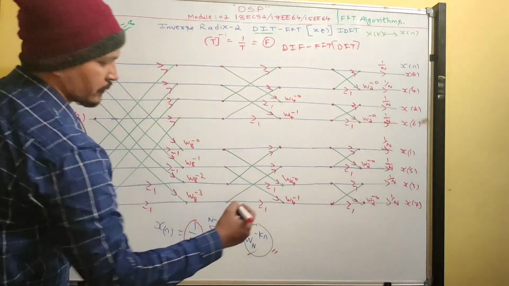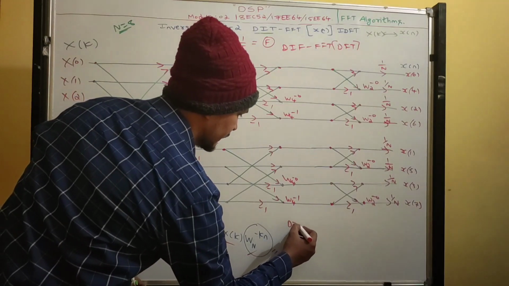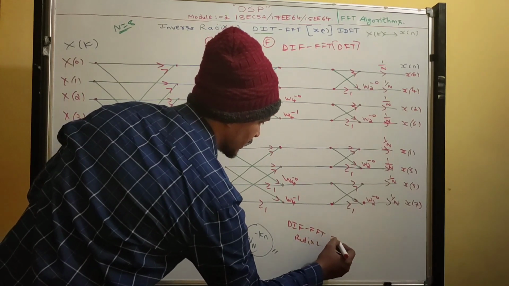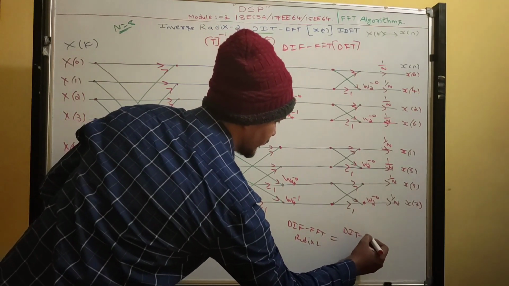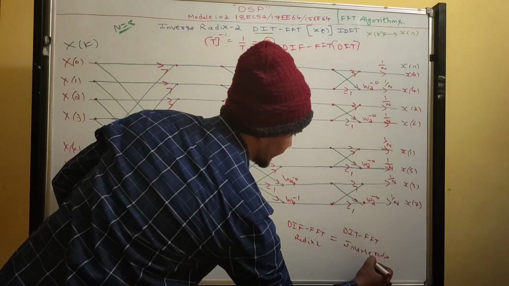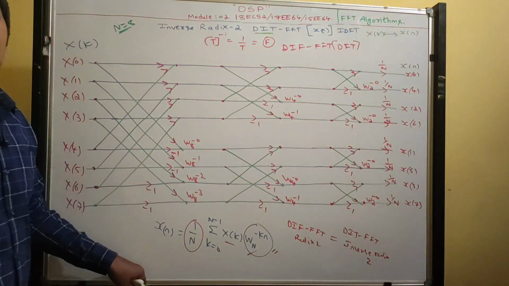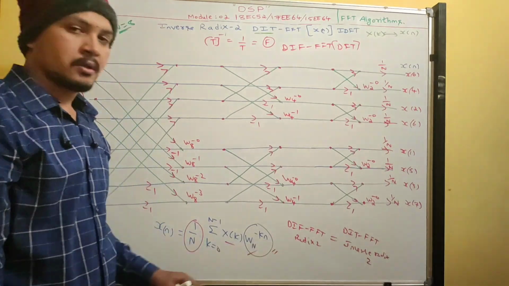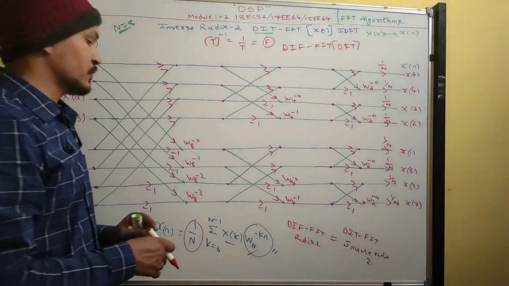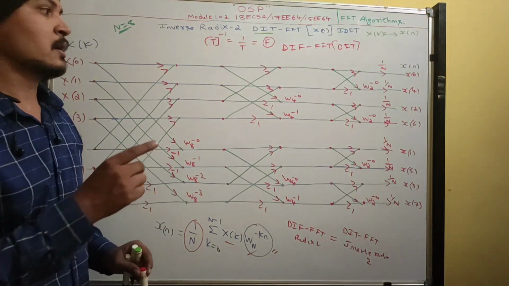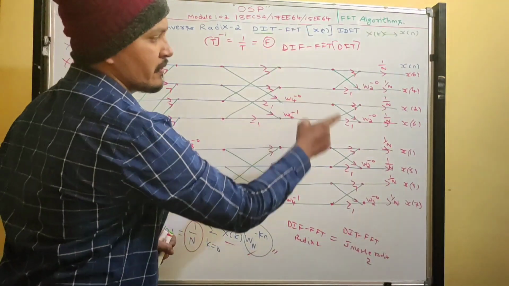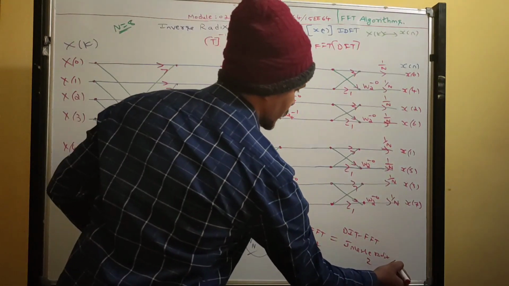Fine. So you can remember: DIF FFT radix 2 is equal to inverse DIT FFT radix 2. The signal flow graphs are the same. What is the different thing? You should write twiddle factors in negative powers, and at last you write 1 by n for each and every line. Okay guys? Okay, please copy down.